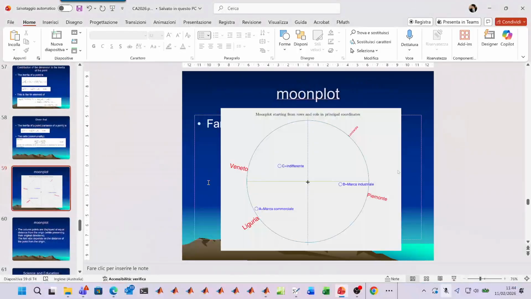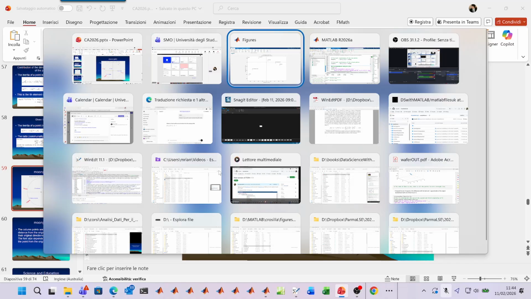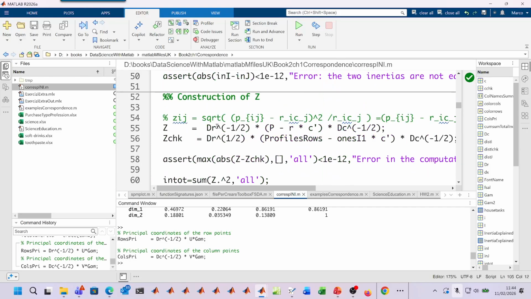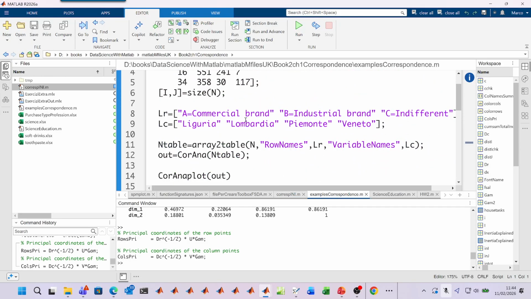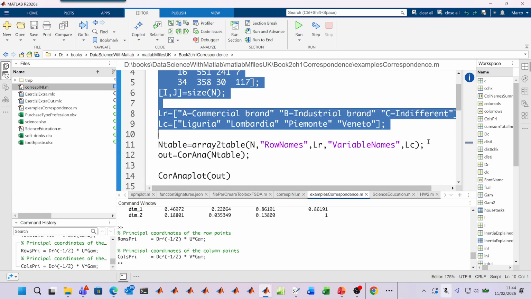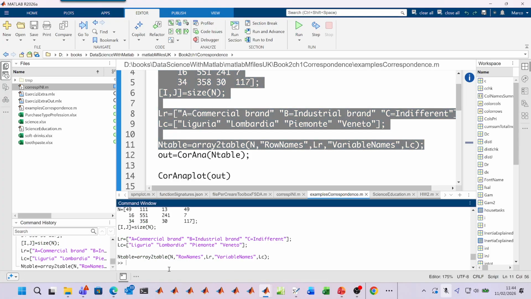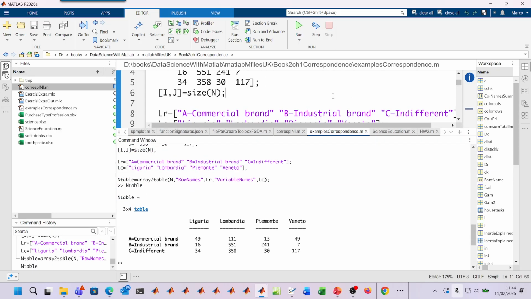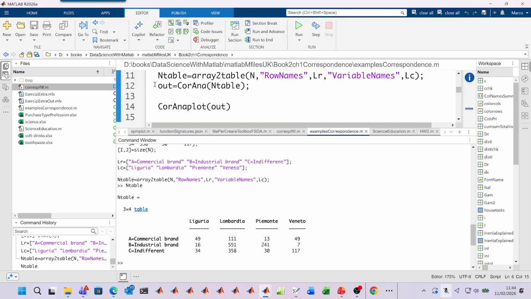So let me go to the practical implementation of this thing. So you have an example of correspondence analysis. So you have a contingency table, N table. Okay? The only one thing that you have to do is corana N table. That will do everything for you.